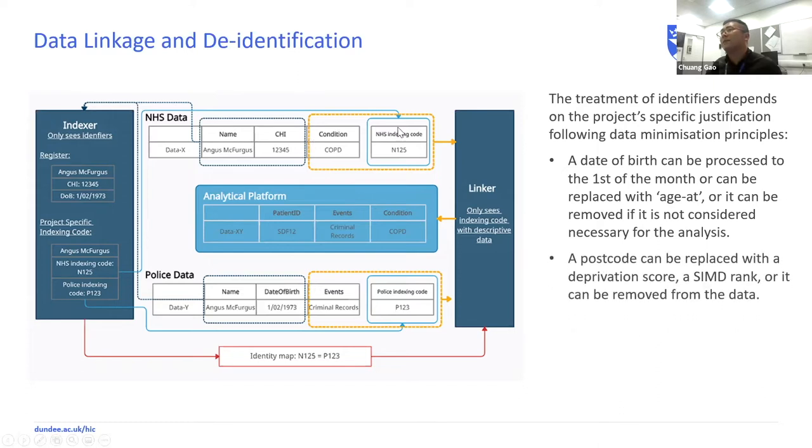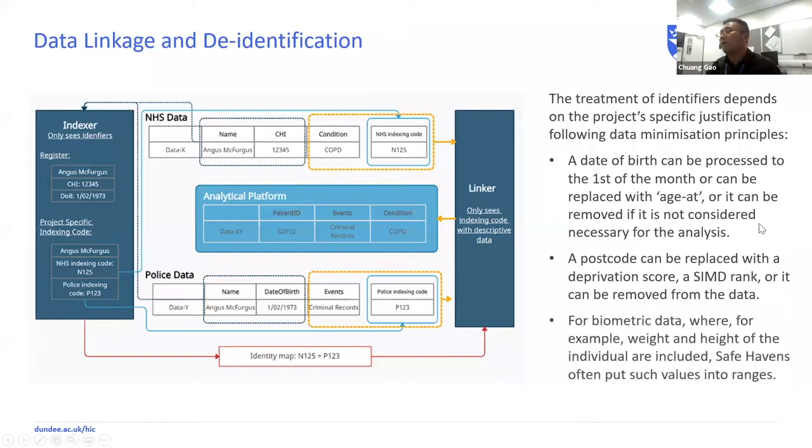So basically, in terms of different data, we deal with it differently. Here are some examples of how we can de-identify the data. If it's date of birth, we can either change it into the first of that month, or change it to age at, or we can just remove it if it's not considered necessary for the analysis. Postcode can be replaced by SIMD rank or deprivation score. Biometrics data could be changed into range. So those kinds of standard procedures will be taking place for your project.